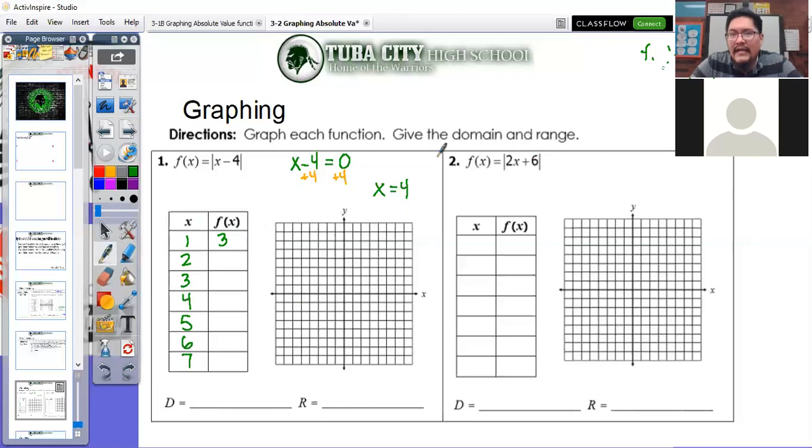So f of 2. So this would be 2 minus 4, which would be negative 2, but we take the absolute value of that and we get positive 2. All right, now we'll have to do the same thing for 3. So plug 3 in there.